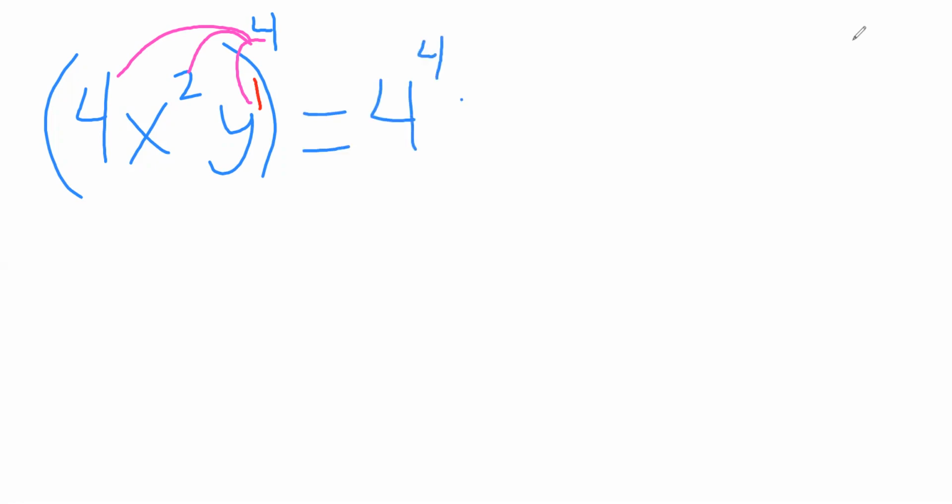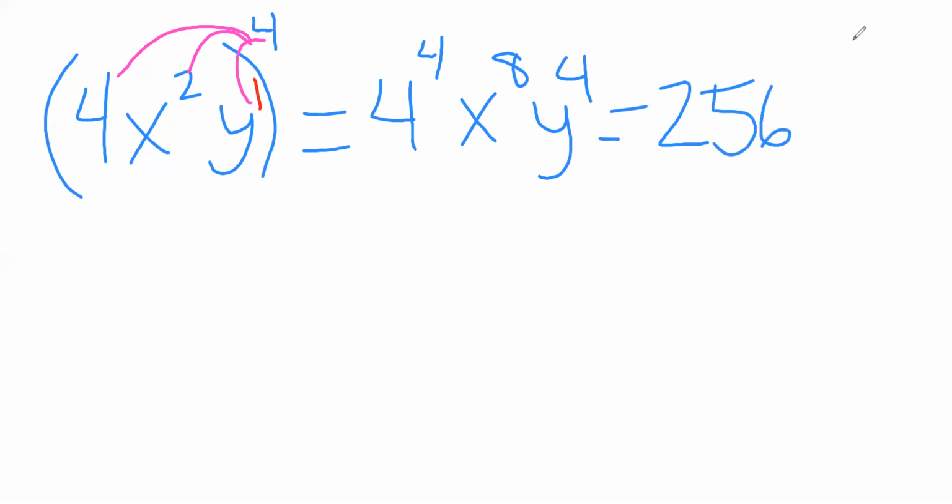I'll talk about that in a second. And then x to the power of 2 times 4, we get 8. And then y to the power of 1 times 4, we just get 4. I would simplify this. 4 to the power of 4 is 16, 64, 216... What is 216 times 4? Oh, no. Wow, I'm totally off. 4 times 4 is 16, times 4 is whatever. 4 to the 4th power, according to my calculator, is 256. Ta-da! So that would be my simplified answer.